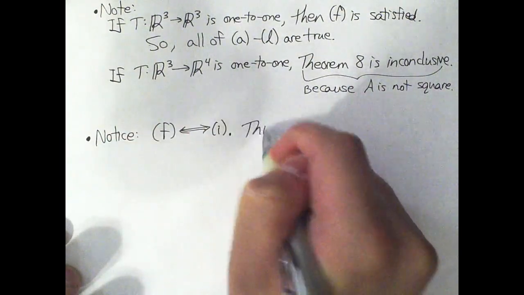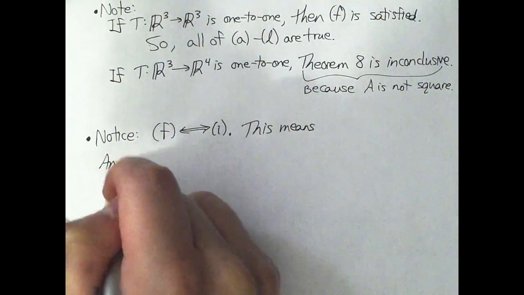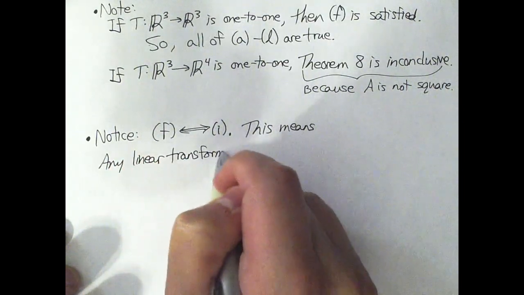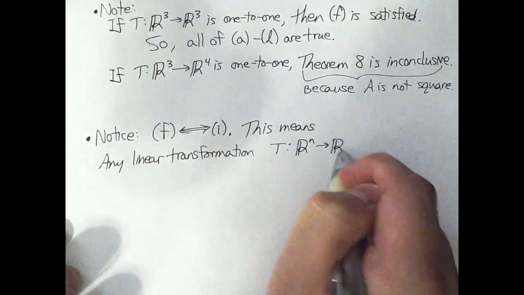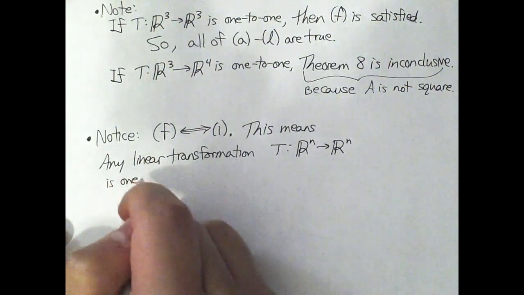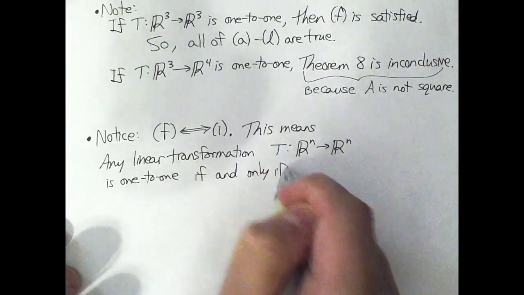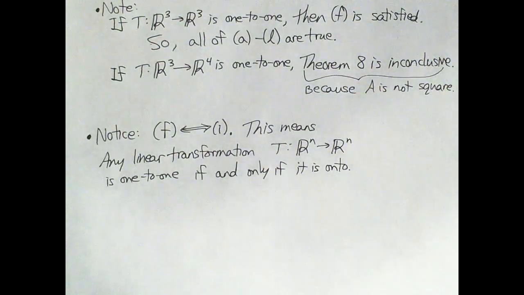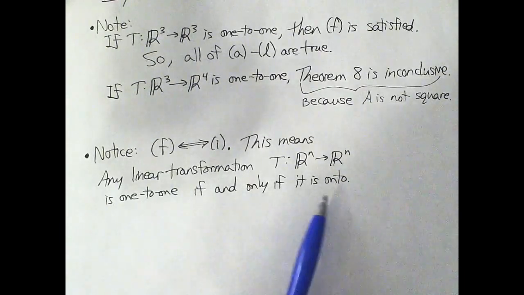Let's talk about that. So this means any linear transformation T going from Rn to Rn is one-to-one if and only if it is onto. So what's happening here? Is that always true then? We would call it a bijection because it has both properties, being one-to-one and onto.